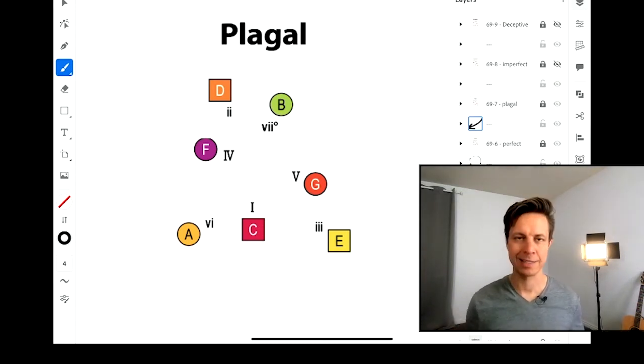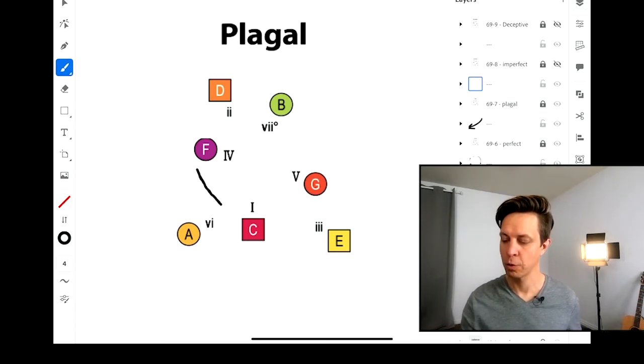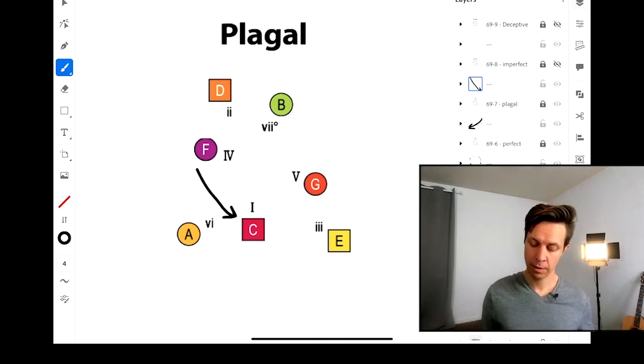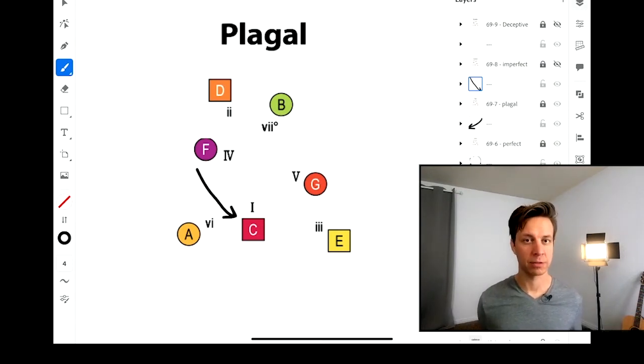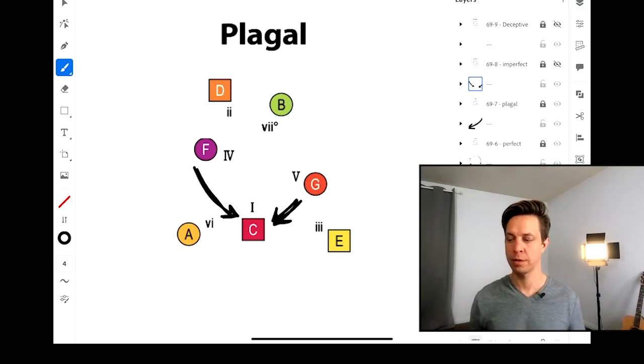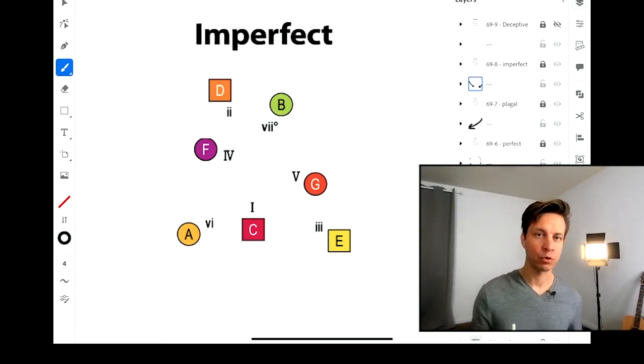The next kind of cadence we're going to look at is a plagal cadence. And a plagal cadence moves from the major 4 chord, in this case F major, to C. So it goes from that major 4 to the major 1. That's a plagal cadence. So those are the 2 finished cadences. So we have the plagal cadence from major 4 to major 1, the perfect cadence from major 5 to major 1. And now let's look at the 2 unfinished cadences that are more like commas.